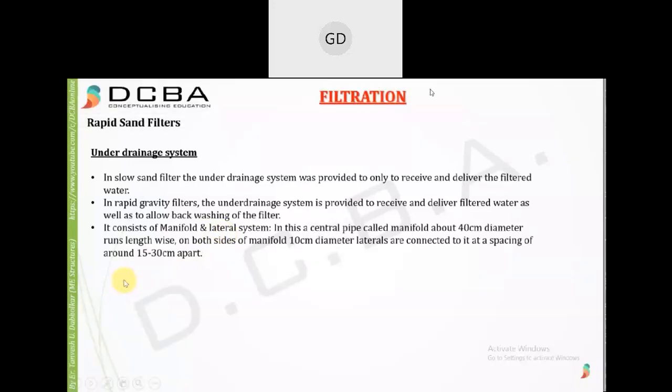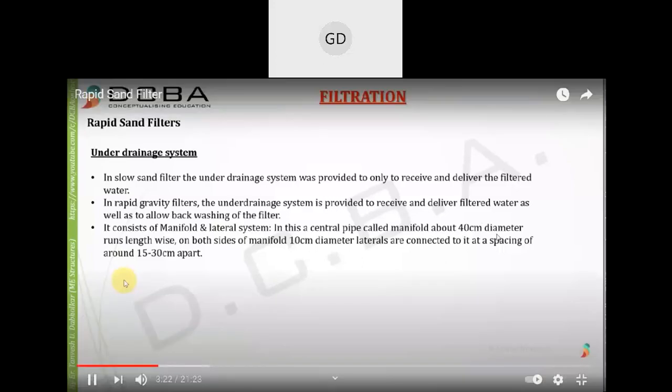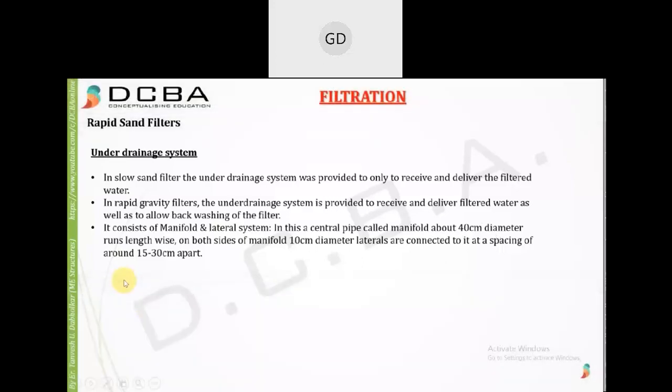It consists of a manifold and lateral system. The central pipe, called the manifold, is about 40 centimeter diameter and runs throughout the length, and on both sides of the manifold 10 centimeter diameter laterals are connected. Not exactly 10 centimeters, just a rough estimate. Again, the manifold is not necessarily 40 centimeter, it's just a rough estimate, and the exact diameter will be based on the design, how we design the rapid sand filters.